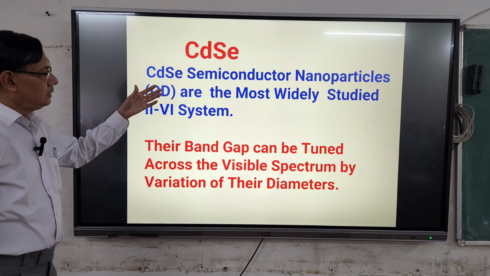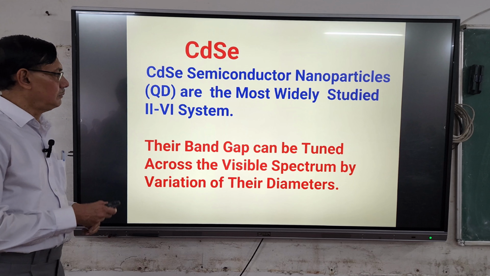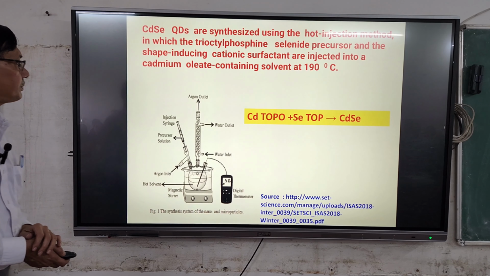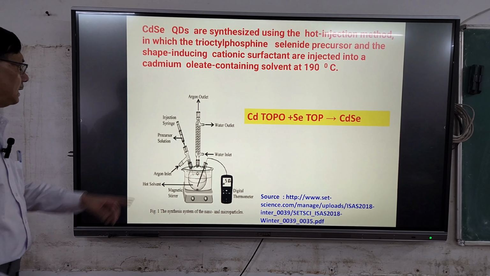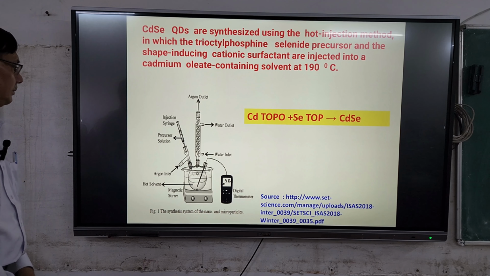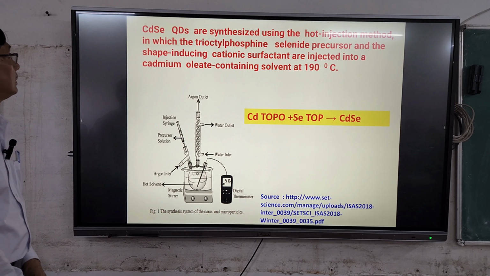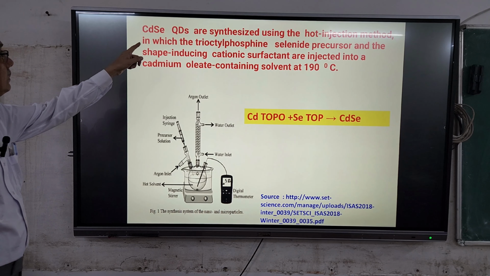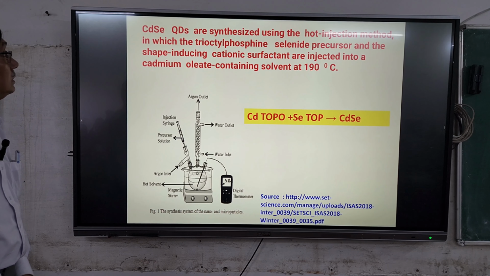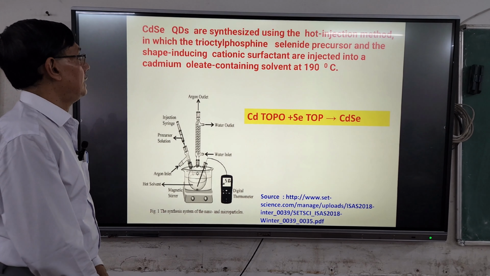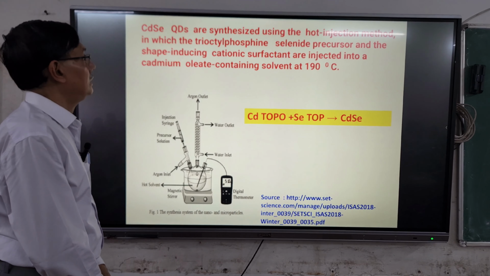So it is very easy to control the size and shape. Therefore people are using this type of method, and I think the first paper, yes, I have taken from this system. This is actually called the single hot injection method. Cadmium selenide quantum dots are synthesized using the hot injection method, in which the trioctylphosphine selenide precursor and the shape inducing cationic surfactant are injected into a cadmium oleate containing solvent.